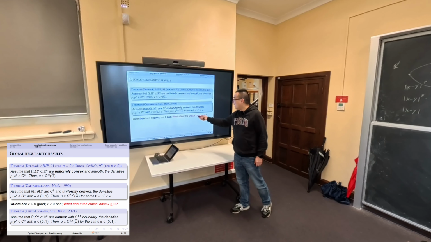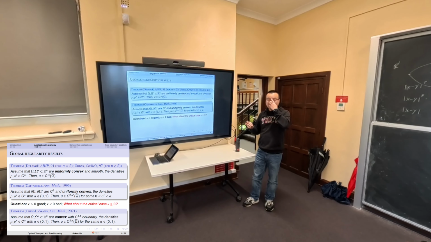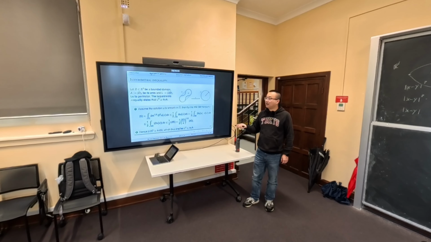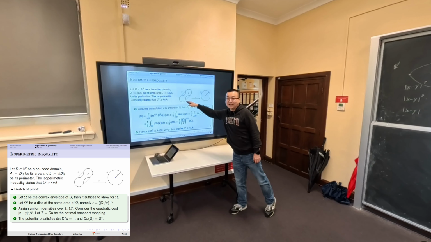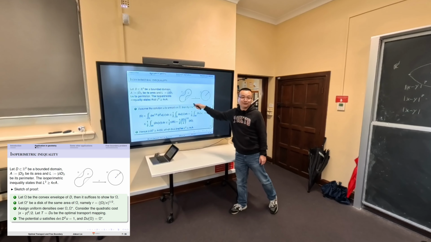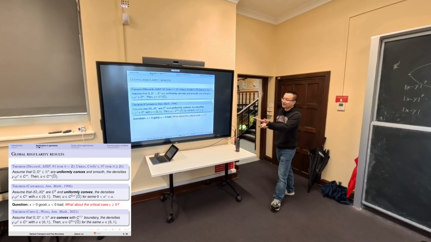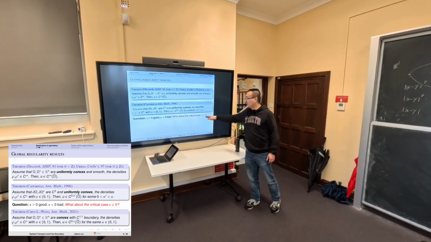Now the question is, how about the critical case? The curvature is non-negative, so the domain is convex but not uniformly convex. And why do we care? Look at the convex envelope. This convex envelope is convex but not uniformly convex, because the curvature here becomes 0, right? So that's one of the motivations for why we care about the critical case.